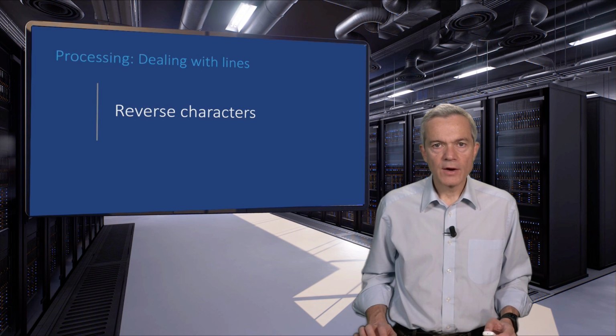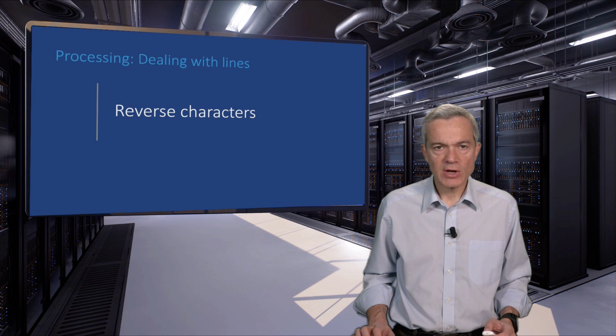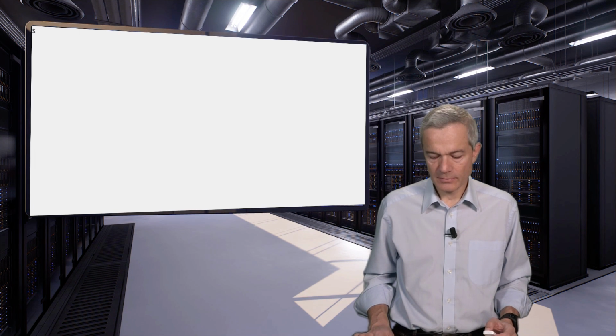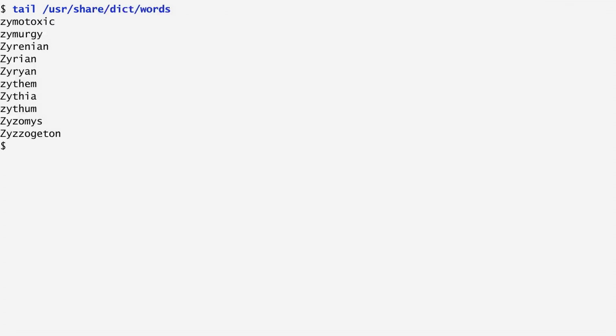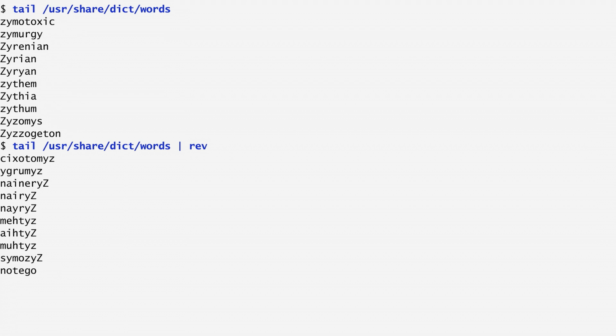The rev command reverses the order of characters within each line. Let's see how you can improve the poems you write by using this command. We'll create a rhyming dictionary for songwriters and poets that will be ordered according to the word's ending. Let's look at the last dictionary entries, which have more interesting endings. Piping these to the rev command, we get them back in reverse order. For example, zymotoxic is spelled backwards cixotomyz, and so on.